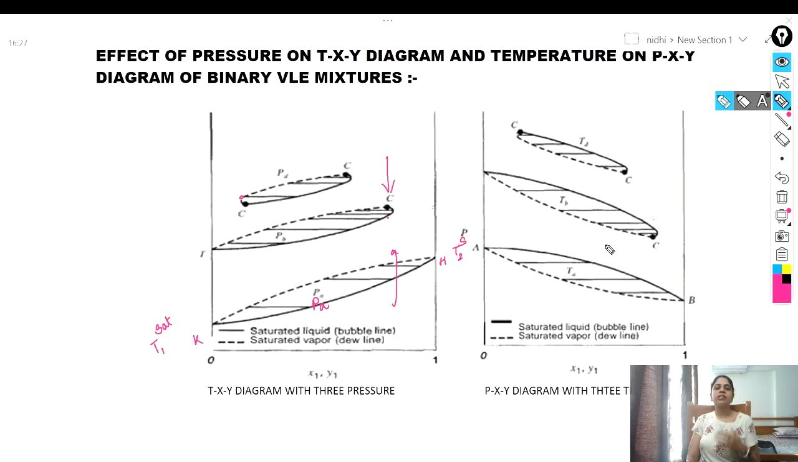Similar effects will be observed when we increase the temperature on the PXY diagram. Basically this helps us to make separation easy. Here you can see the PXY diagram with three temperatures. When you increase the temperature on the PXY diagram, you get similar effects. I've already told you this helps us make separation easy. Hope you will be able to understand these two diagrams. Thank you.